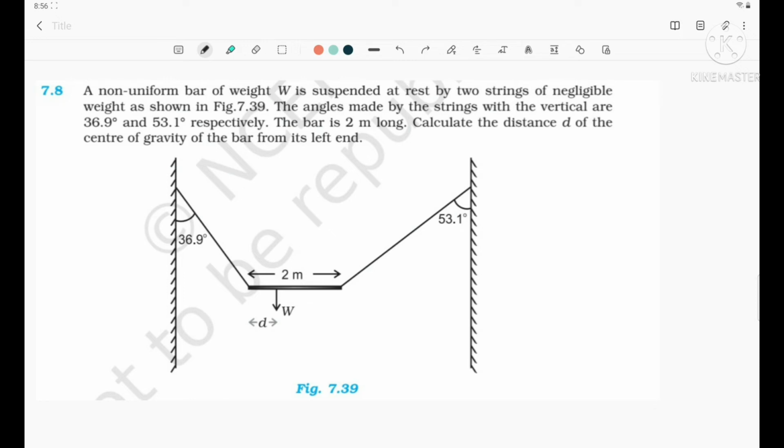See, center of mass and center of gravity can be considered to be the same point if the object is in a uniform gravitational field. So in this diagram, they have given a non-uniform bar, but the gravitational field is uniform. So the center of mass and center of gravity will be the same.